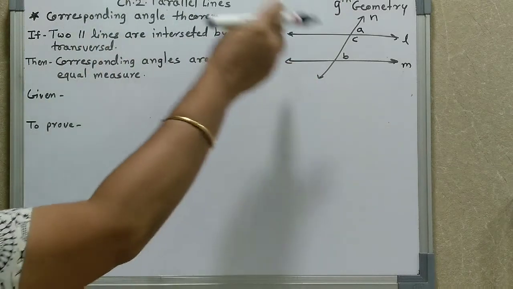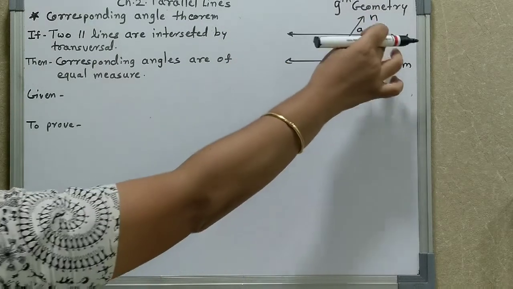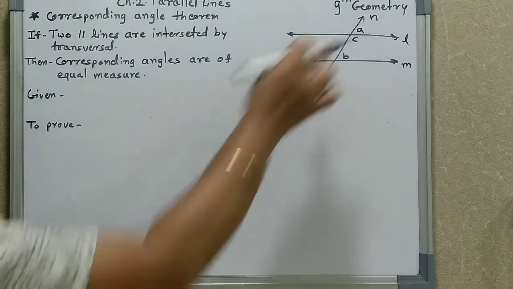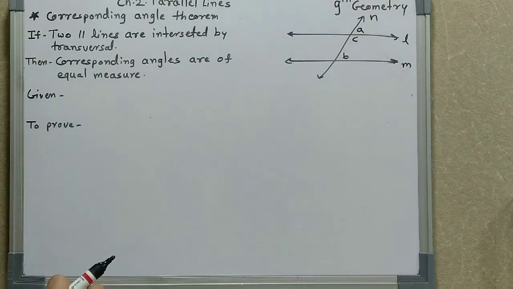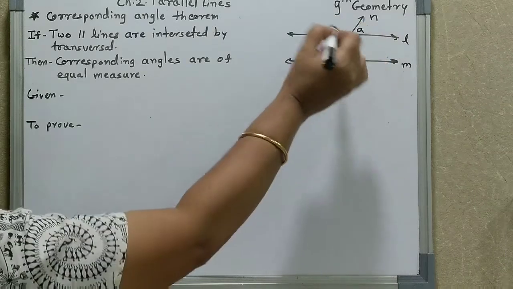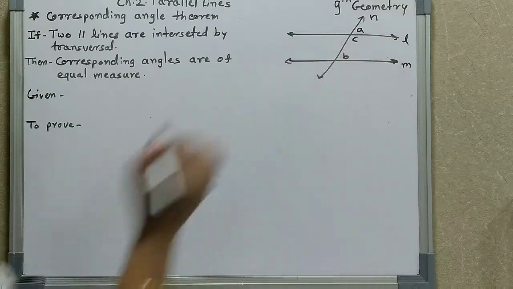First, here see, draw a diagram. Here line L and line M. These are the two parallel lines and line N intersects these two lines. I write here angles: angle A, angle C and angle B.